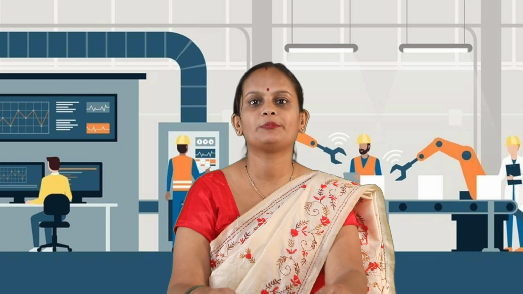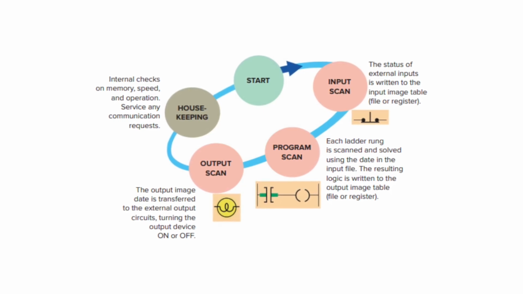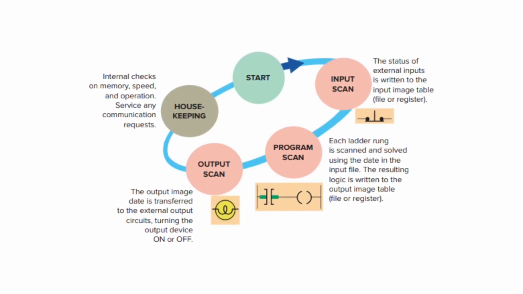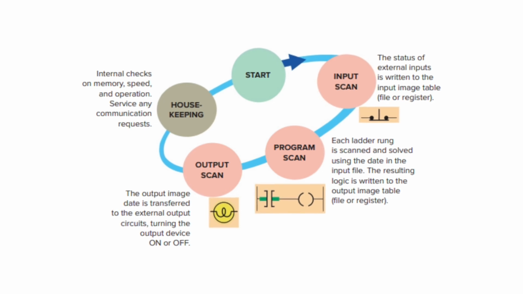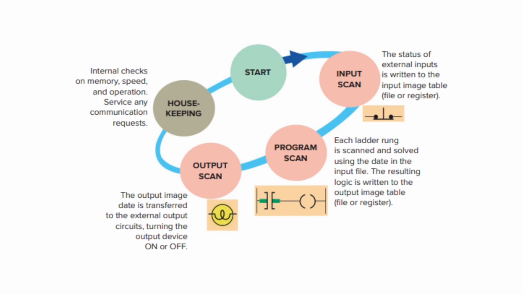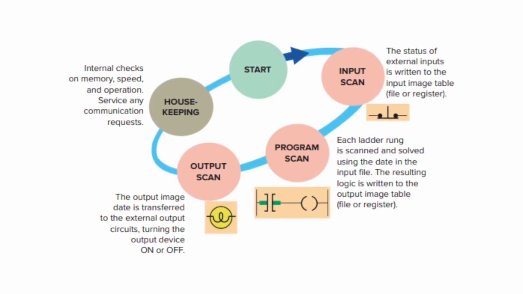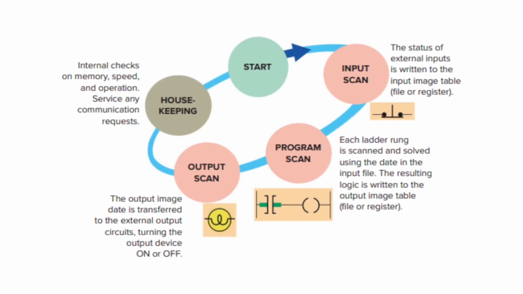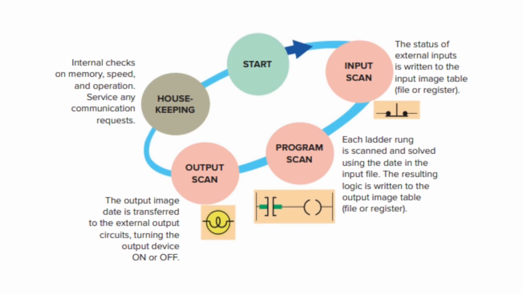Now let's talk about the program scan cycle. When a PLC executes a program, it must continuously monitor the external devices to track the changes in real time. This process is called the program scan cycle, which includes reading all the inputs, updating the input table, processing the program logic, and updating the output table accordingly. This cycle consists of 4 phases: input scan, program scan, output scan, and the housekeeping duties.